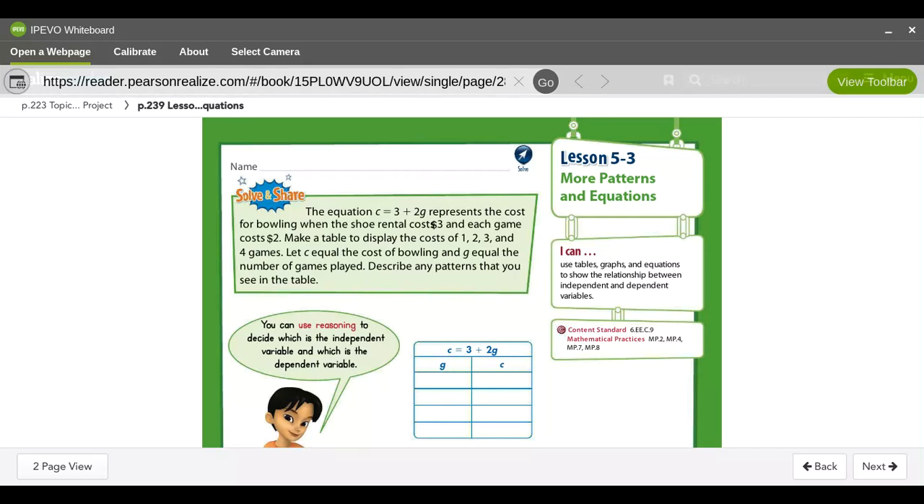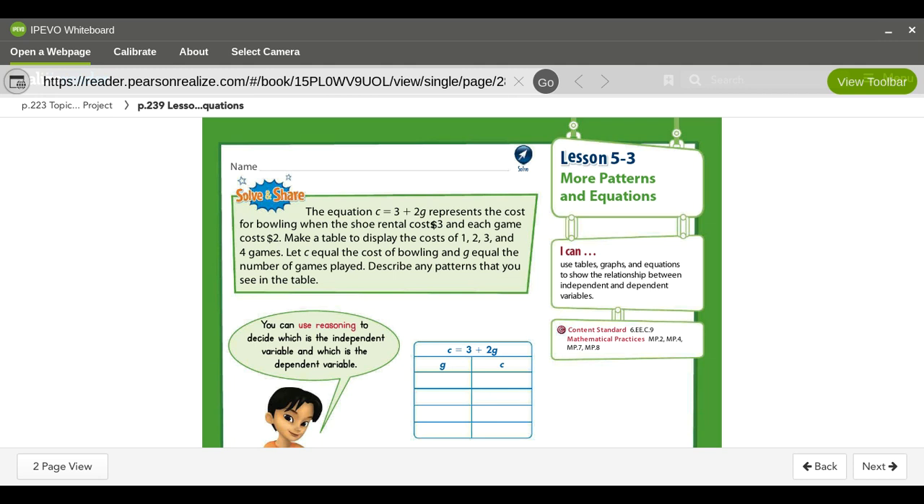So, in today's lesson, we're going to continue taking a look at input output tables. And so, your focus for today is going to be able to identify patterns that you see within input output tables by using tables, graphs, and equations to show the relationship between independent and dependent variables.